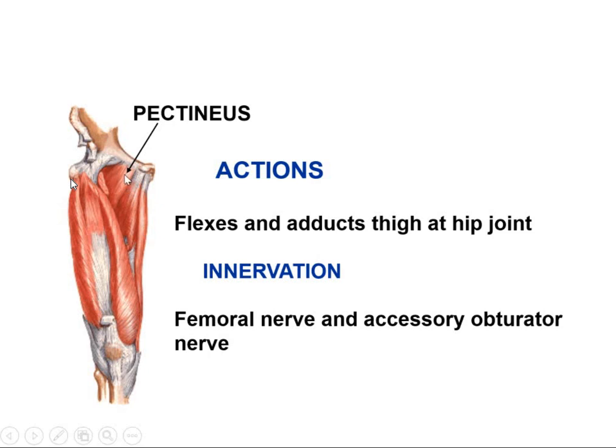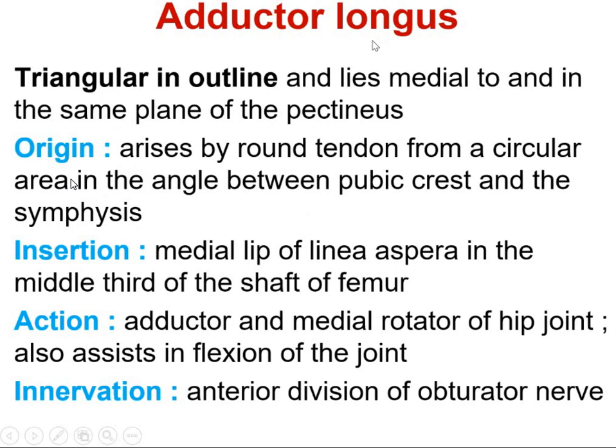Okay. Location of your pectineus muscle. Then we have the adductor longus muscle, which is the main muscle along with the adductor magnus. It is triangular in outline and lies medial to and in the same plane of the pectineus muscle. So it arises by a round tendon from a circular area in the angle between the pubic crest and the pubic symphysis.